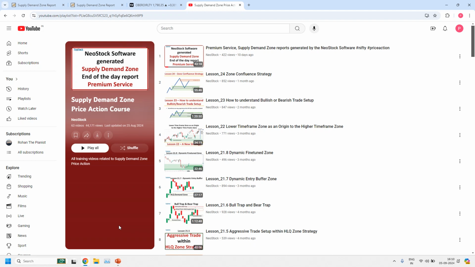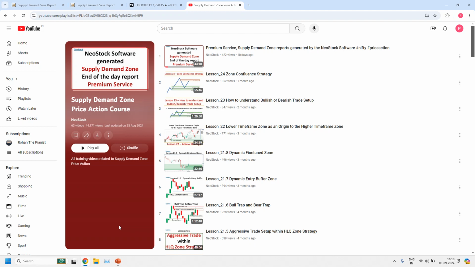Whatever the recent lessons are available, at least go through the most recent lesson. There you identify how I am generating different bullish and bearish trade setups in combination with the zone confluence. Please go through those because I am giving clear explanation each time when I am generating the reports, how I am applying the strategies.